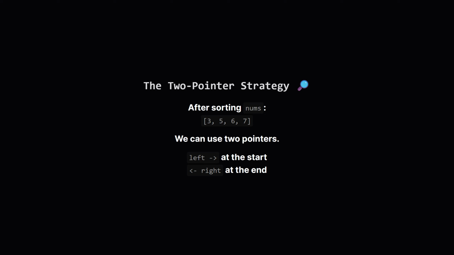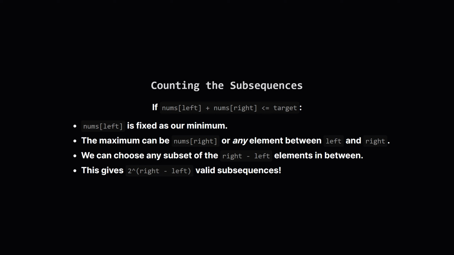Imagine we have one pointer at the very beginning of the list, let's call it left, and another at the very end, let's call it right. We can look at the number at the left position and the number at the right position. These represent the smallest and potentially largest numbers we could pick. So with our left and right pointers on the sorted list, we check if the number at left plus the number at right is less than or equal to the target.